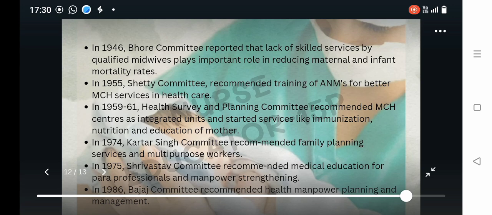And also in 1986, the Bajaj Committee recommended health manpower planning and management. As I already said regarding the Srivastava Committee, manpower strengthening is very important. Similarly, the Bajaj Committee also recommended that health manpower planning and management is necessary in midwifery care in India.